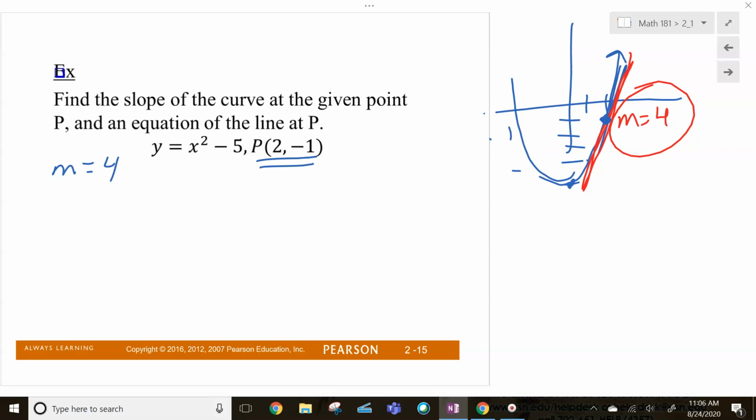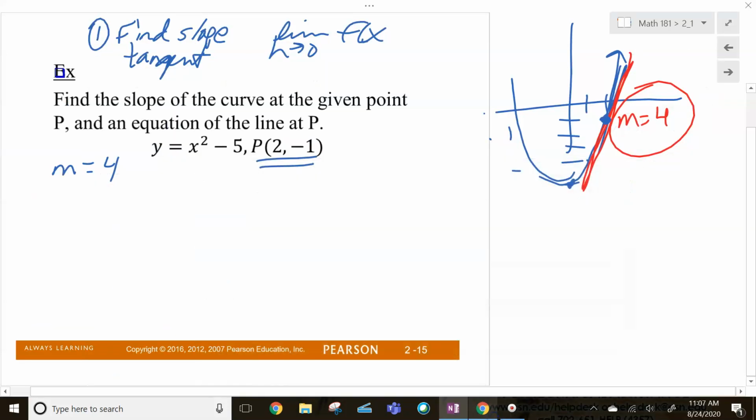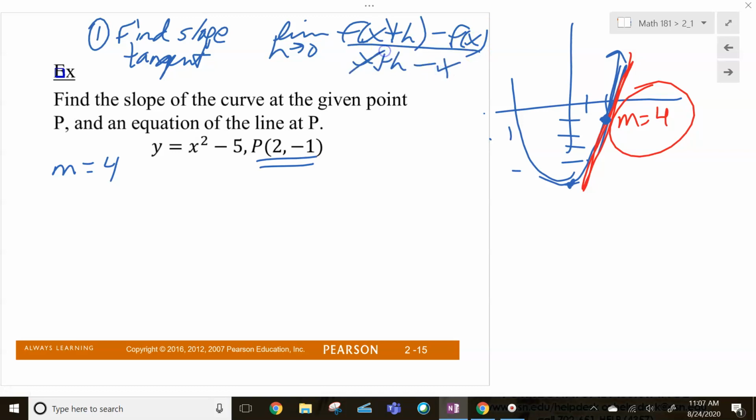So here's step 2. Step 1 was find the slope of the tangent. We used the limit as h goes to 0, f of x plus h minus f of x all over x plus h minus x, right? That's what we did. And we found that the slope was 4.